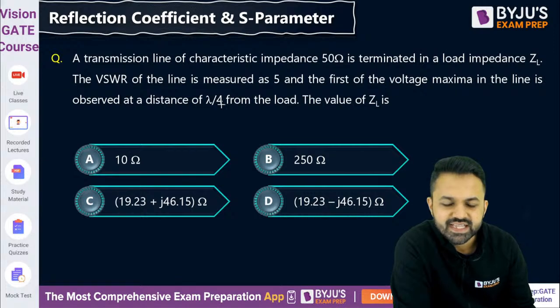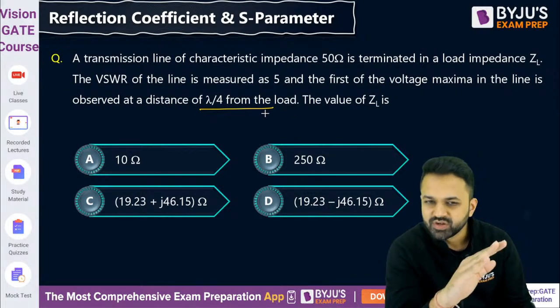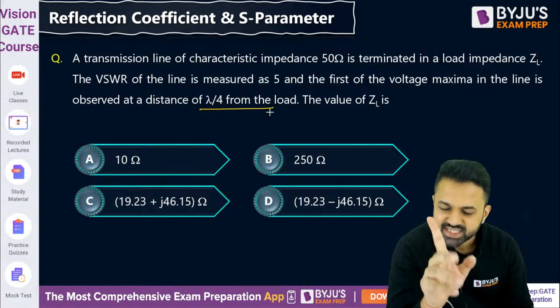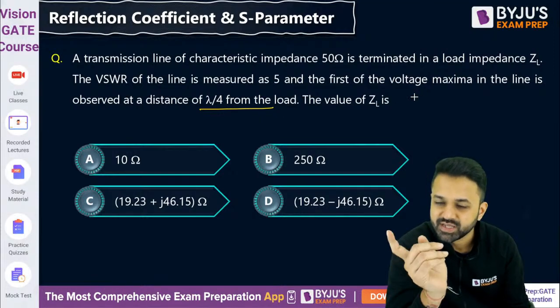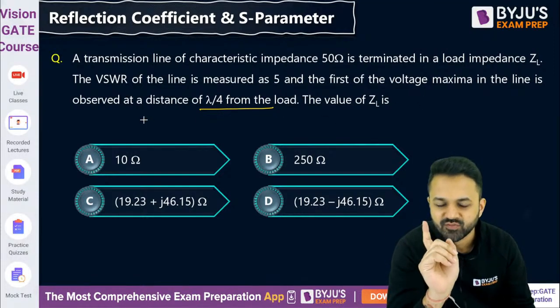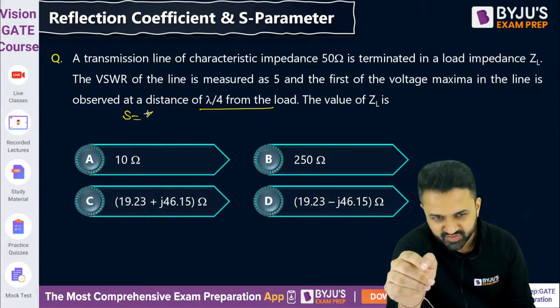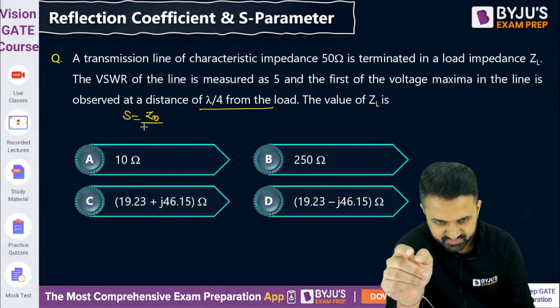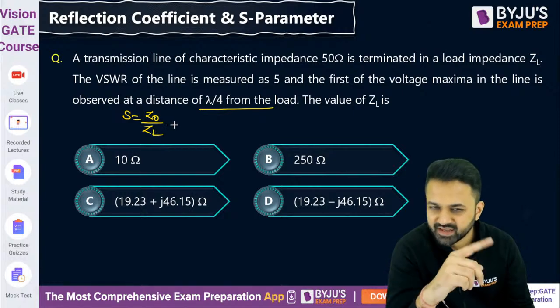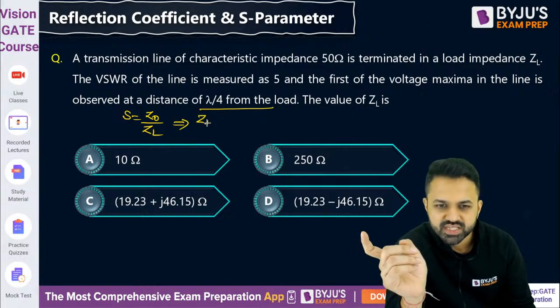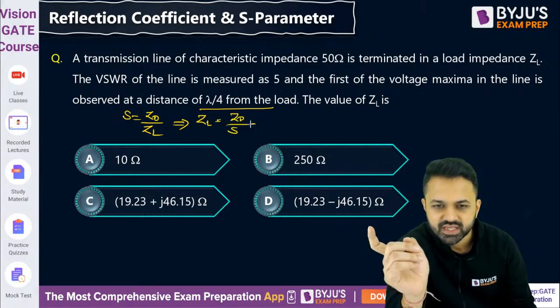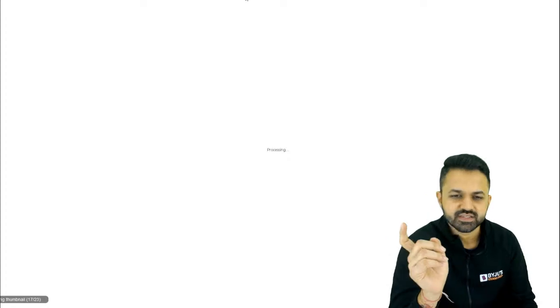Because you can see that exactly from the load when you travel the lambda by 4 distance, it is giving you the voltage maxima. That means at the load you are getting voltage minima. So when you are getting the voltage minima, again the standing wave ratio will be Z0 upon ZL, like the previous question. So the load resistance is Z0 divided by S, and Z0 is 50 and S is 5. So it is 10 ohm. Yes. So 10 ohm is the right answer.